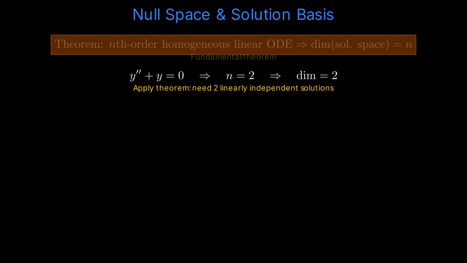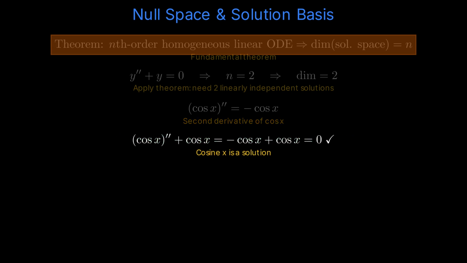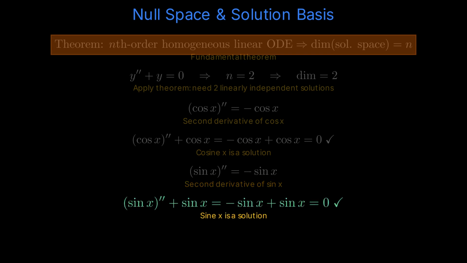Let's verify that cos x and sin x both solve the equation. First, the second derivative of cos x is negative cos x. So cos x'' plus cos x equals negative cos x plus cos x, which equals 0. Check. Next, the second derivative of sin x is negative sin x. So sin x'' plus sin x equals negative sin x plus sin x, which equals 0. Check. Now we need to confirm they are linearly independent.